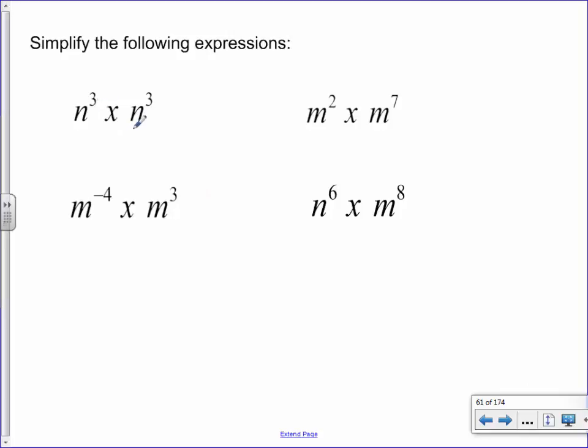So, here's a couple of just really simple examples then. If you have n to the 3 and n to the 3, how many n's do you have? Yeah, just add them together. m to the 2 and m to the 7? Yeah, you have m to the 9. Add them together.